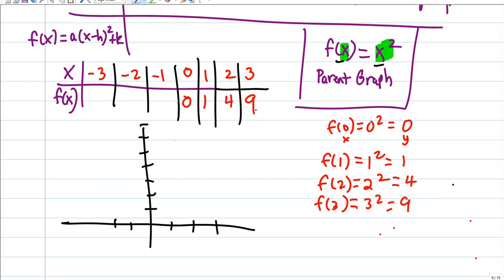Now the key here is what happens when I plug in the negatives. Well, f of -1. When I do -1, and the key here is that the whole thing is being squared. This literally means -1 times -1.